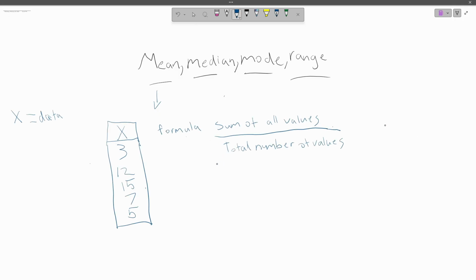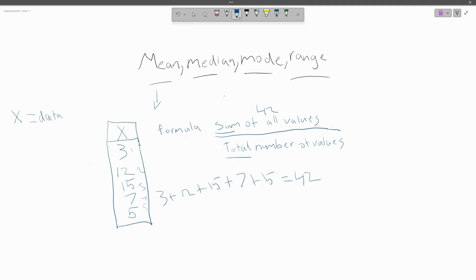So let's actually dive into the formula now. The formula for finding the mean of a data set, which is right here, is going to be the sum of all values divided by the total number of values. So that's going to be 3 plus 12 plus 15 plus 7 plus 5, that is 42. It's going to be 42. And then the total number of values is very simple. You just count how many numbers you have in your data set. We have 1, 2, 3, 4, and 5. See how simple that is?